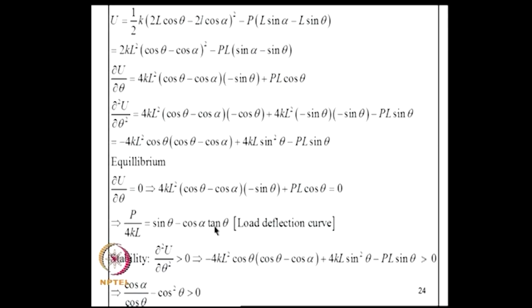Okay. Now, at every point on this load deflection curve we have to evaluate dou square u by dou theta square and look at the sign of that quantity. If it is positive, that corresponding point on this load deflection path is stable, otherwise it is unstable. So, I will evaluate this dou square u by dou theta square, and for this to be greater than 0 I get this condition that cos alpha by cos theta minus cos square theta must be greater than or equal to 0 when this condition is also satisfied.